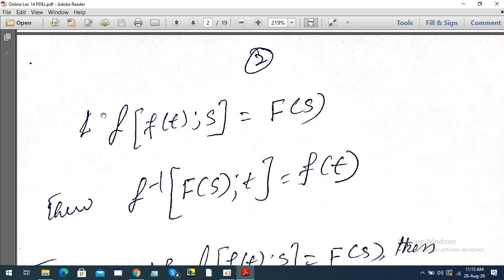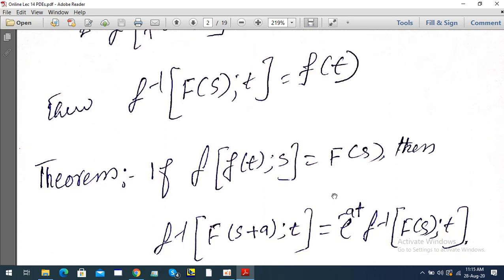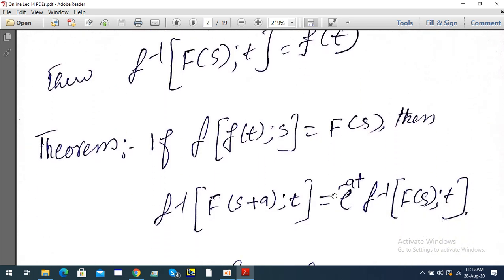So Laplace inverse of this thing will cancel Laplace, and Laplace inverse of this thing will bring back the s variable to the t variable, which is the original variable. So here we have a theorem: if Laplace of f of t is F of s, then the Laplace inverse of F of s plus a will be equal to e power minus at.